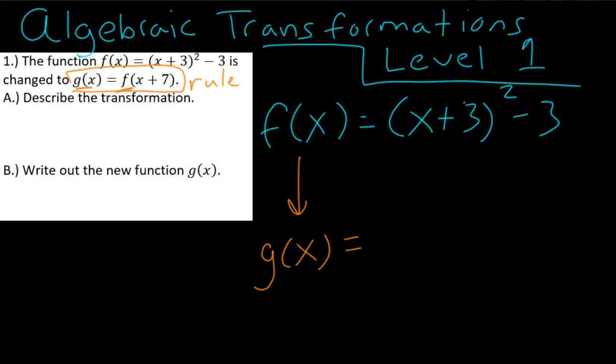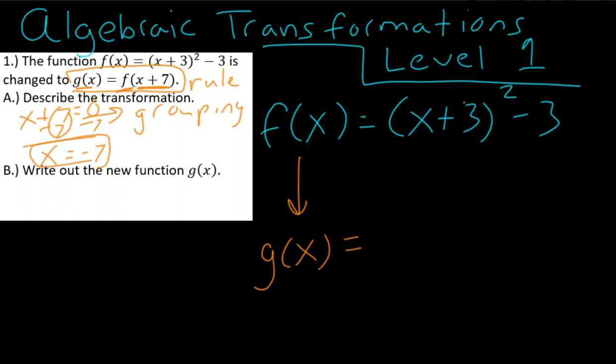Now, the first thing you should be able to do is always look at the rule and understand the type of transformation. Inside the parentheses, we see x plus 7. And this is something that we'll always call our grouping. Whatever is inside the parentheses of the rule is our grouping. And you always want to set it equal to 0. Well, x plus 7 equals 0. In order to get the x by itself, I subtract 7 from both sides, and x equals negative 7.